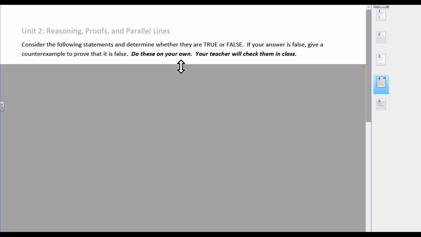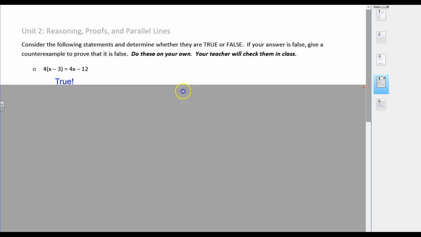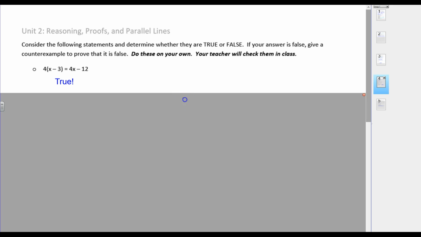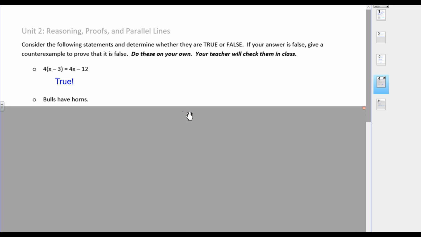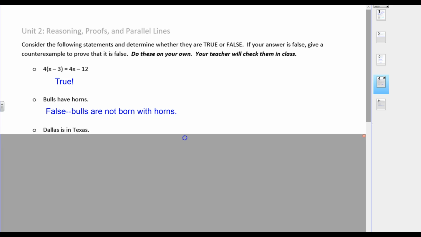So my first example is this. It is 4 times x minus 3 equals 4x minus 12. Well, using the distributive property in Algebra 1, you learn that that is in fact a true statement. Now, bulls have horns. Well, that's false because bulls are not born with horns, but there are other reasons why it's false. Sometimes bulls lose their horns. Some bulls never have horns in the first place.